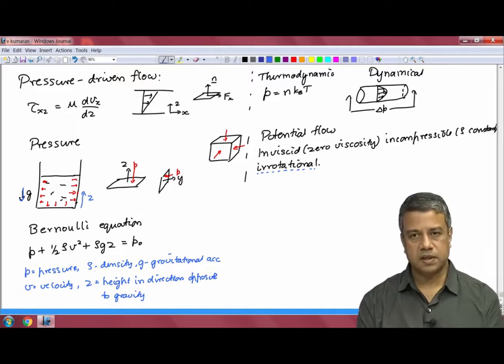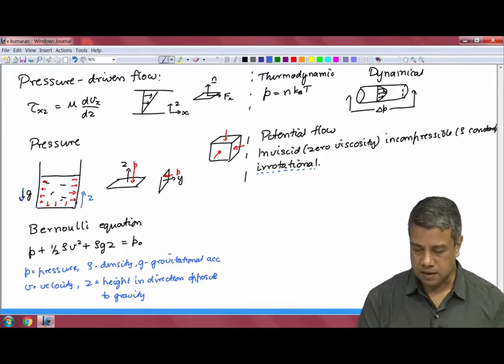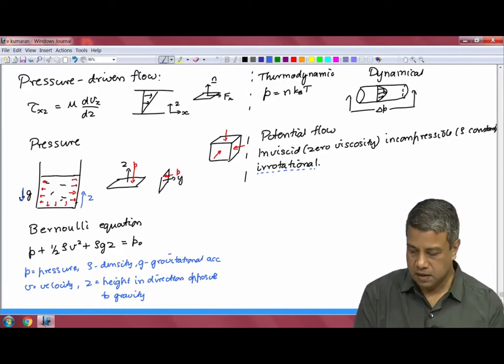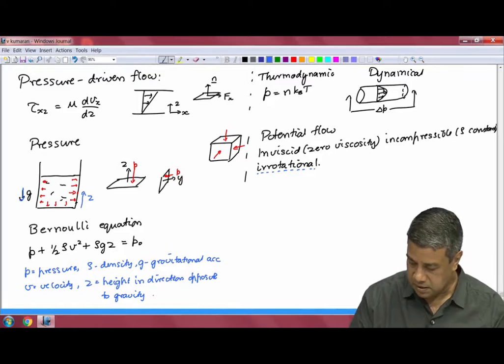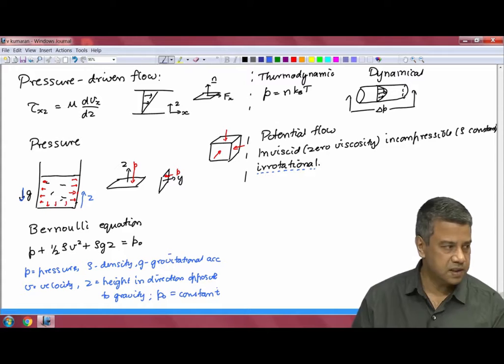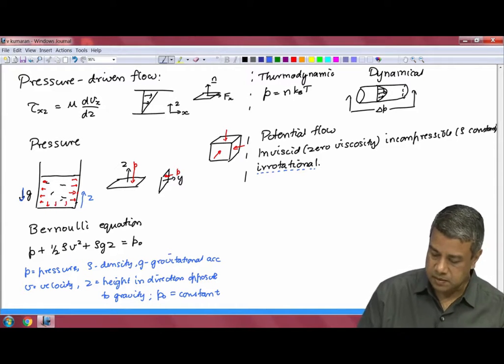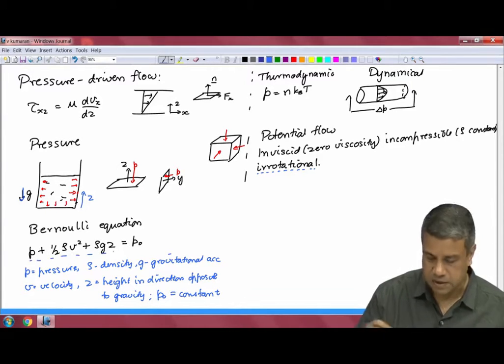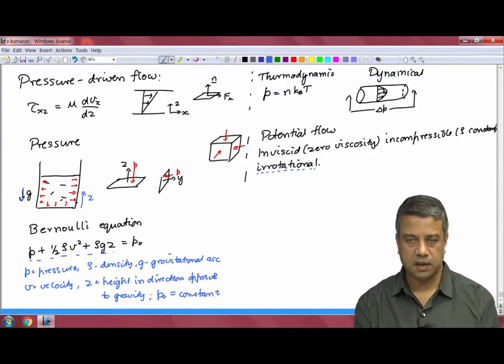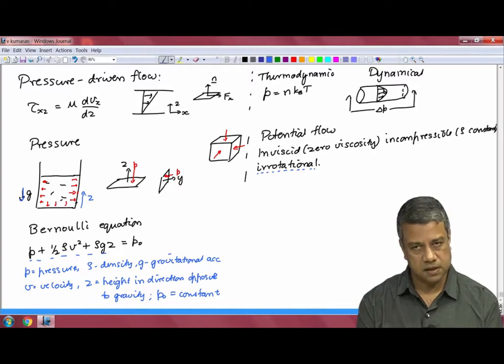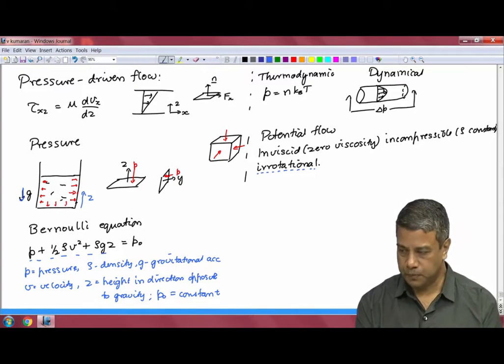So, this Bernoulli equation defines the pressure in terms of the velocity and the height. On the right side, this P naught is a constant. So, this is the Bernoulli equation that can be used to relate the pressure to the velocity. And as you can see, it is an algebraic equation.